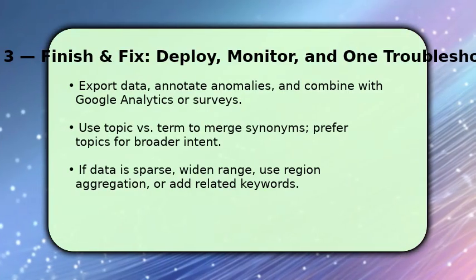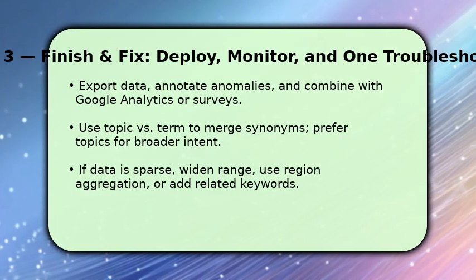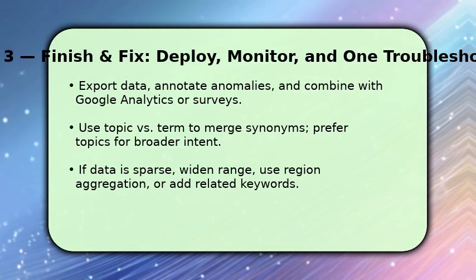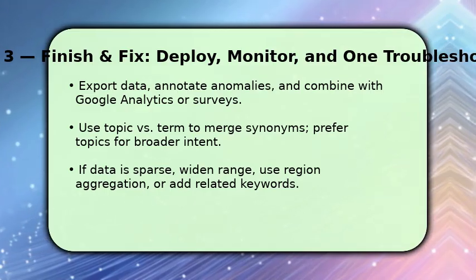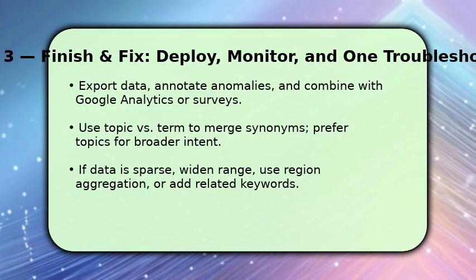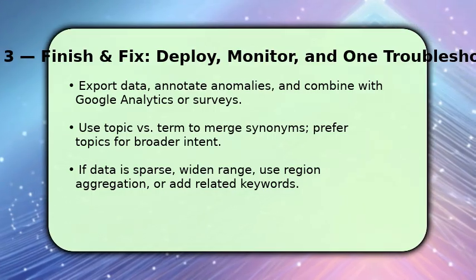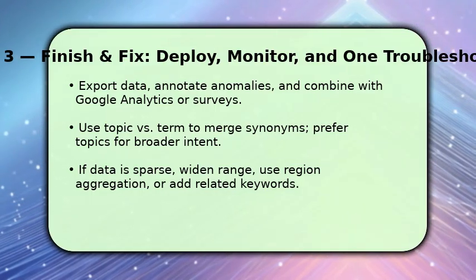You finish by converting trends into insight. Export the CSV, annotate anomalies, and merge with analytics or primary research to validate hypotheses. Use topics instead of raw terms when you want synonyms grouped. That reduces fragmentation. Once done, create visual comparisons for stakeholders and recommend next tests.